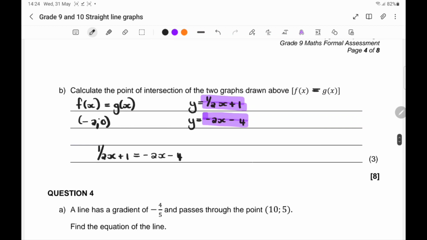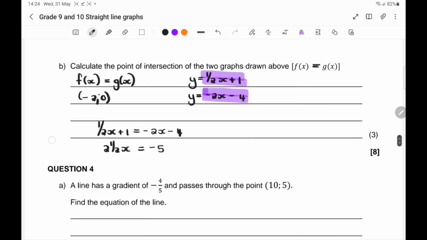So then I'm going to bring all my x's to the one side. 1/2 x plus 2x is 2.5x is equal to -4 minus another 1, which is -5. Divide with 2.5, divide with 2.5. And can you see that x gives you -2? Okay, so now we've got the one part of the coordinate.